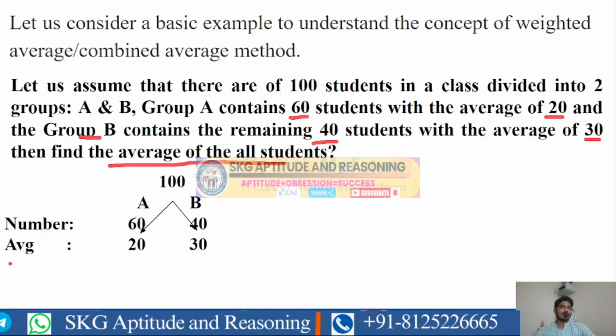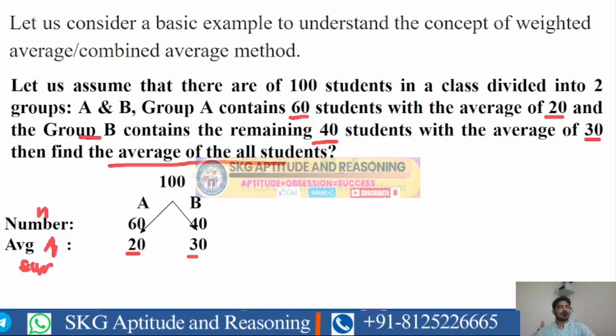So what is the average given in the question? For group A, the average given is 20, and for group B, it is 30. What is the basic formula we know for the average? Average is equal to the sum divided by the total number of observations. From the number of observations and the average values, we can easily find the sum.